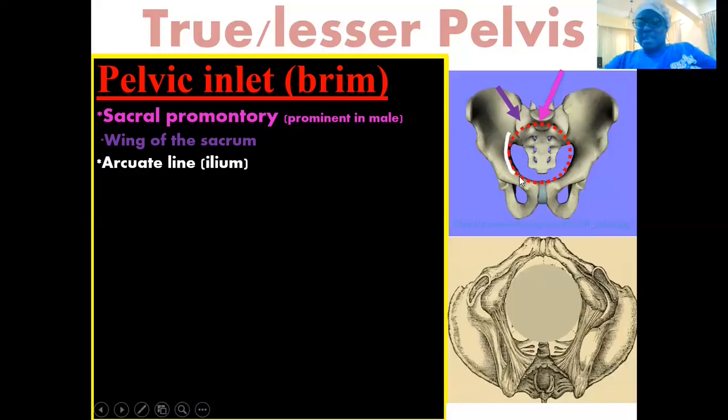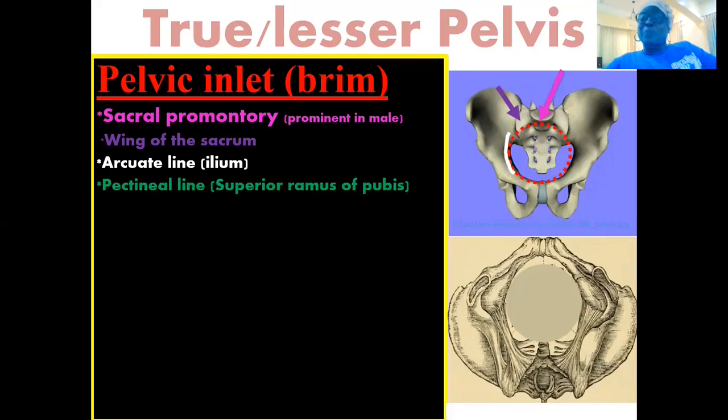Then if you go more anteriorly, the next structure that is seen after the arcuate line is the pectinal line of the pubic, and this is what is seen to be highlighted here in green. This pectinal line is like an eminence also that is created around the superior ramus of the pubic bone. We know that the superior ramus is the superior extension from the body of the pubic.